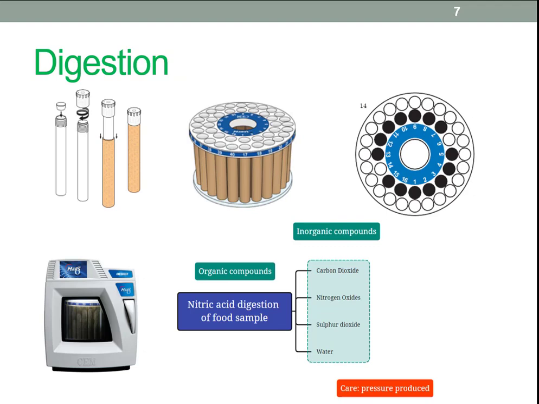This is the equipment used. The technicians will walk you through the process. The digestion converts organic compounds into inorganic compounds. For example, the carbon and hydrogen backbones of molecules will be converted into carbon dioxide and water. Nitrogen or sulfur from amine groups or disulfide links in proteins will be converted into nitrogen oxides and sulfur dioxide respectively. These are gases, of course, and the digestion tube needs to be cooled and opened carefully.